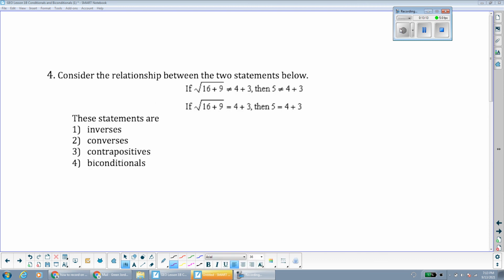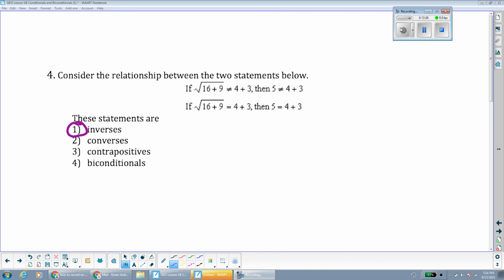Finally, here's one more to wrap it up. So take a look and see if you can determine the answer. Remember to pause once again. The correct answer is 1. These statements are inverses of each other. Notice that the order of the premises and the conclusion didn't change.